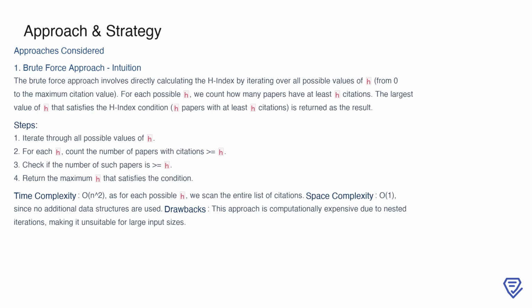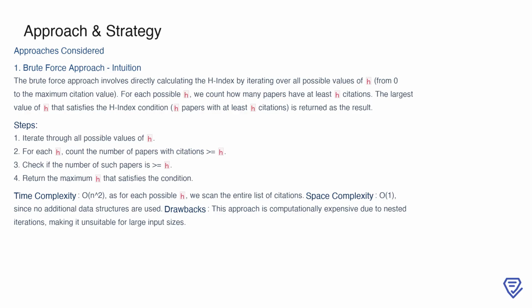To begin, let's consider the brute force approach to solve the H-index problem. The idea here is to directly calculate the H-index by iterating over all possible values of H, ranging from 0 up to the maximum citation value in the list. For each possible value of H, we count how many papers have at least H citations. If this count is greater than or equal to H, then the condition for the H-index is met. The goal is to find the largest such H that satisfies this condition.